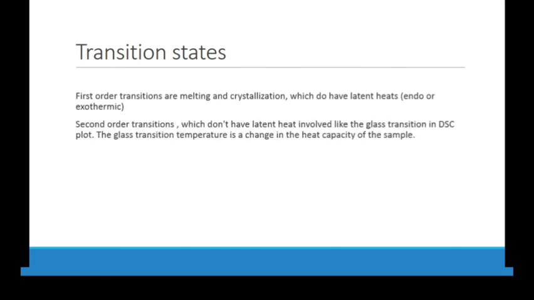So now the transition states: I already mentioned the first order transitions are melting and crystallization, which do have latent heat, endothermic or exothermic. Second order transitions don't have latent heat involved, like the glass transition on the DSC plot. The glass transition temperature is a change in the heat capacity of the sample.